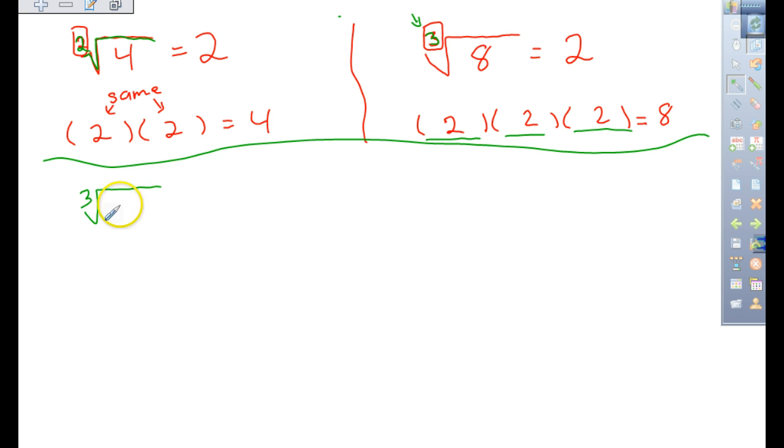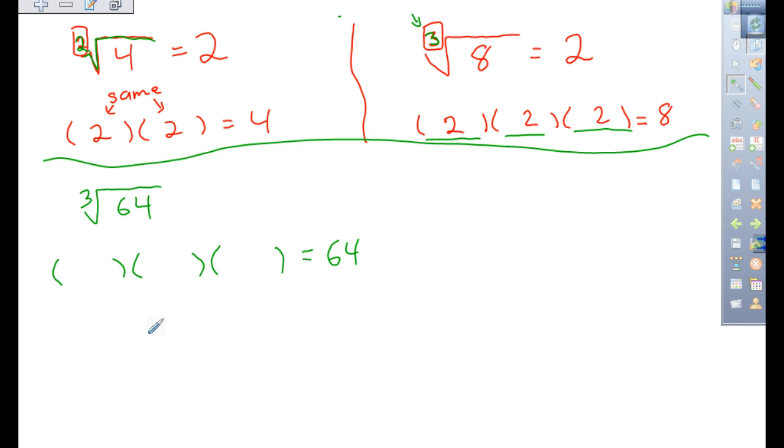Cube root of 64. So what times itself 3 times is 64? My advice is to start with 2, and we already know 2 times 2 times 2 is 8, and then just work your way up until you get to it.